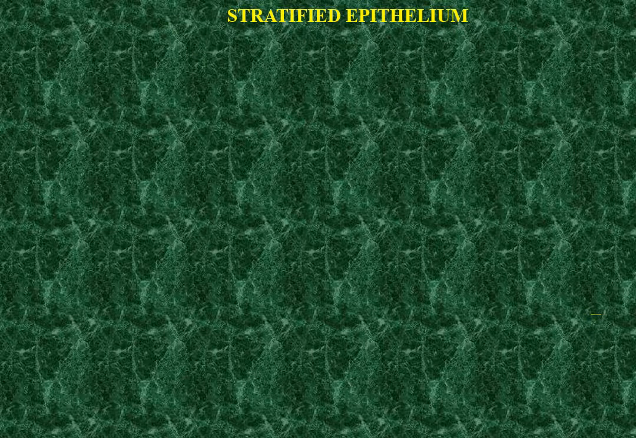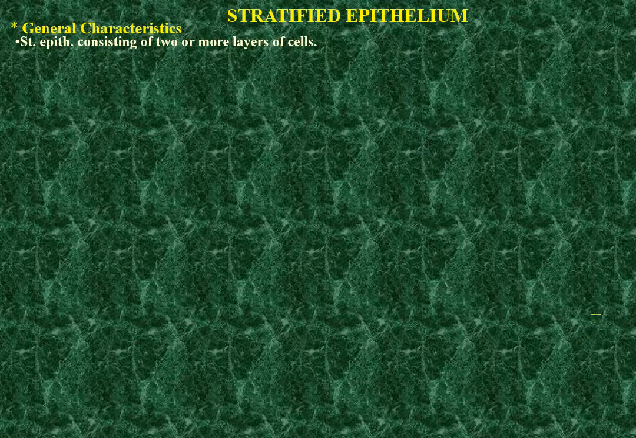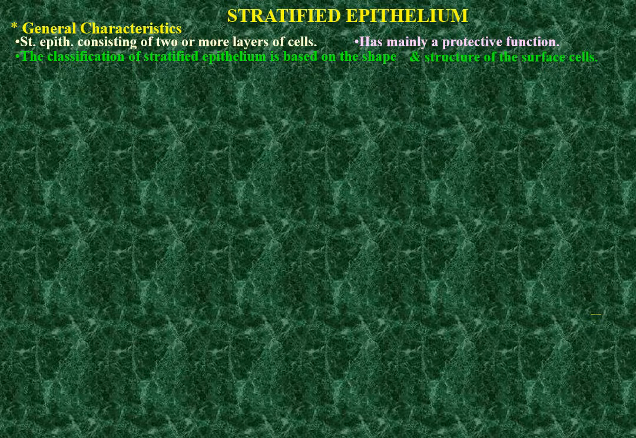Stratified epithelium. General characteristics. Stratified epithelium is defined as epithelium consisting of two or more layers of cells. Stratified epithelium has mainly a protective function. The degree and nature of stratification are related to the kinds of physical stresses to which the surface is exposed. The classification of stratified epithelium is based on the shape and structure of the surface cells.